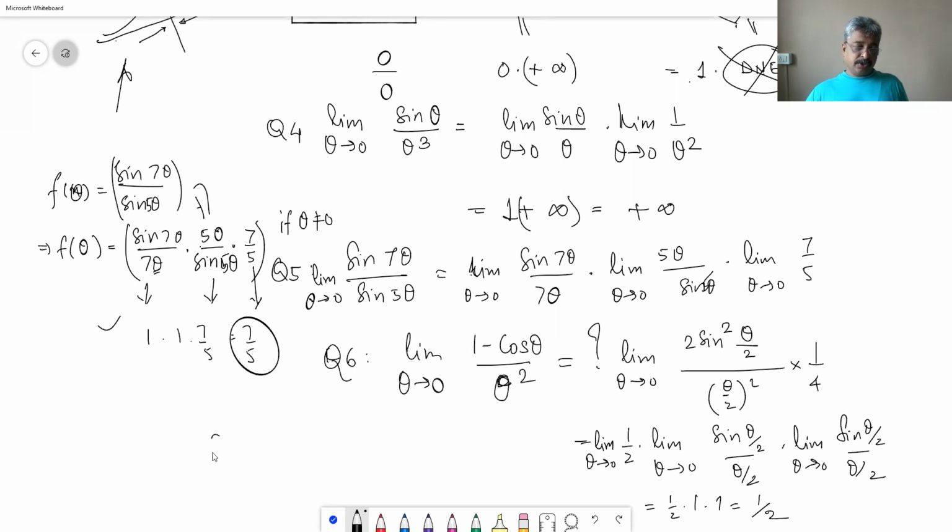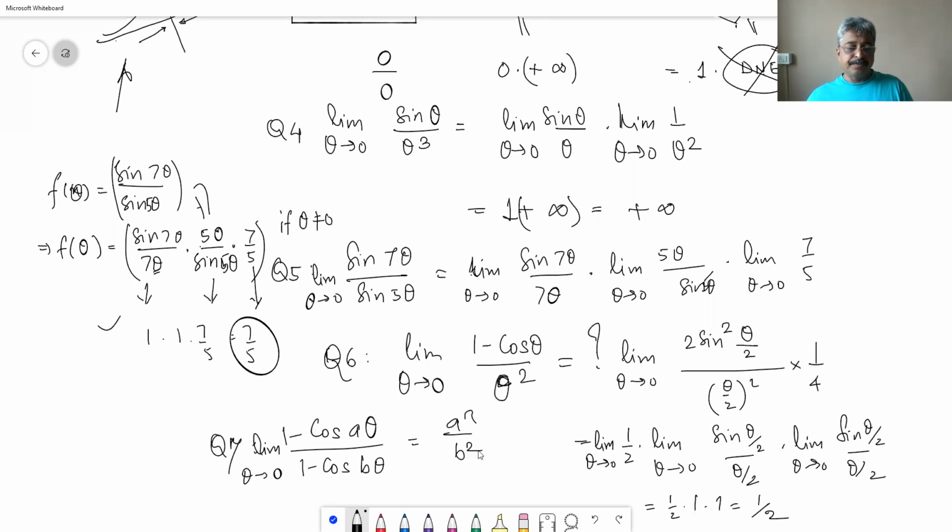Question 7. 1 minus cos A theta upon 1 minus cos B theta, limit theta tends to 0 is equal to. Okay, so the answer for this question again is going to be equal to A square upon B square.